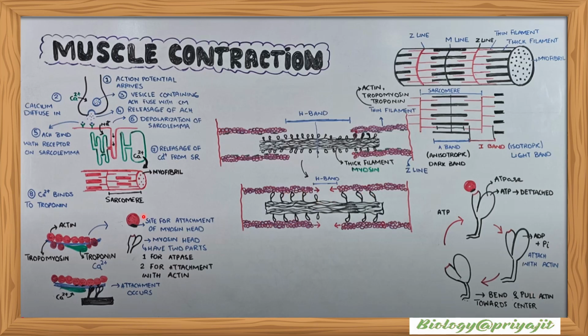But when the muscle is relaxed, then action potential does not come, and ultimately calcium 2 plus will not bind with the troponin. So tropomyosin will be placed in between the actin and myosin head, so that the myosin head cannot bind with the actin protein, and the sarcomere will not be contracted.